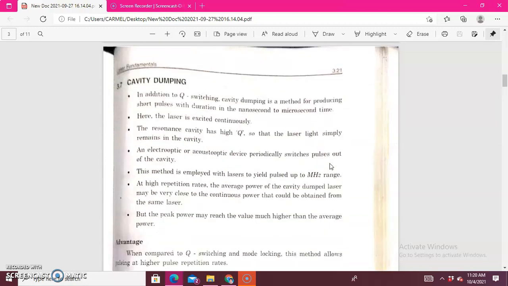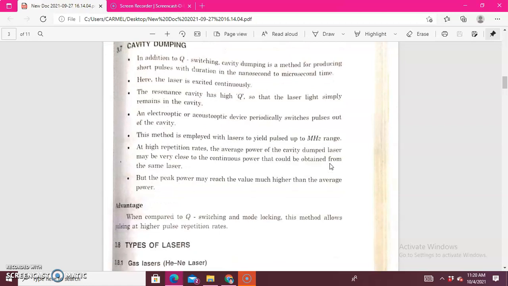Then another pulsing technique is cavity damping. Cavity damping can be compared with Q switching. This is another method for producing very short pulse durations in the nanosecond or microsecond range.